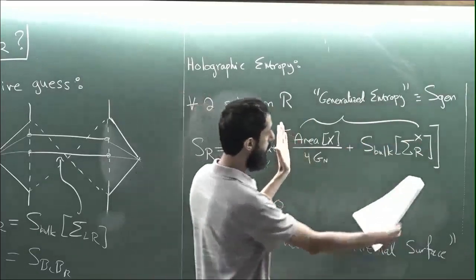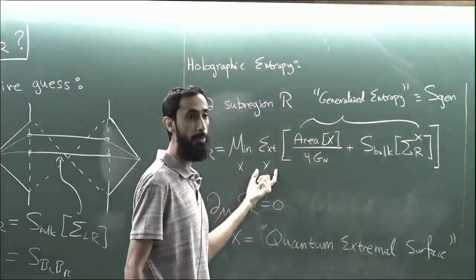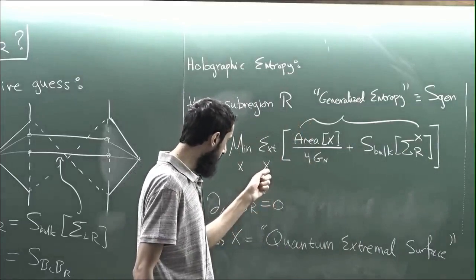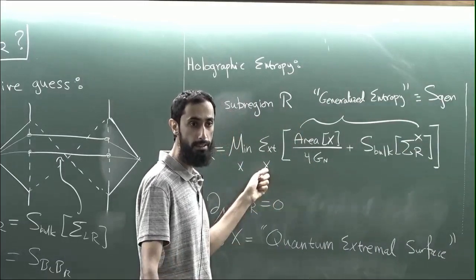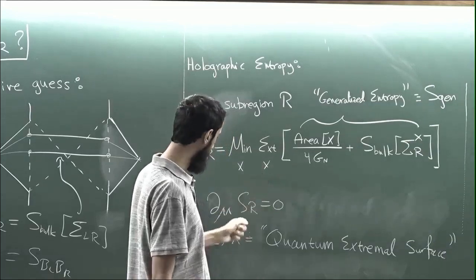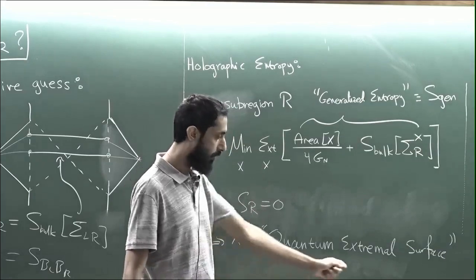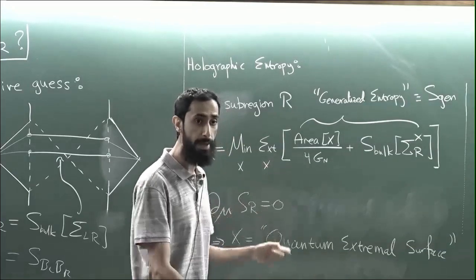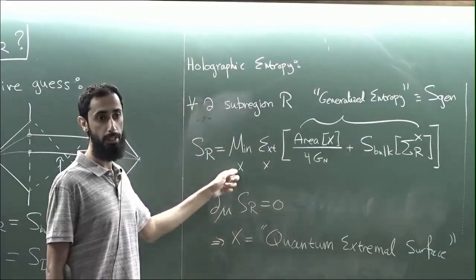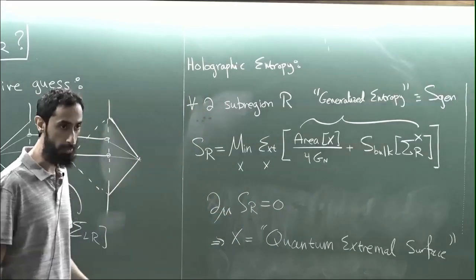Now, this functional is called the generalized entropy. To compute the entropy of R, you first need to extremize this generalized entropy. So now you have a list of X's, what are called quantum extremal surfaces. So when you extremize S_gen, you get these quantum extremal surfaces. But you might have many of them. And if you do, then you're supposed to take the one with minimal generalized entropy. Okay? So this is the holographic entropy proposal.